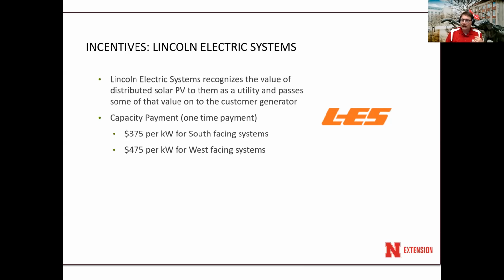So if I had a 10 kW system, I'm getting a check from LES for $3,750. And I'm getting that right away in year 1. That, again, is one of those incentives that is offsetting the cost of that system, right? So that is Lincoln, being a public utility, passing some of their value on to the customers.